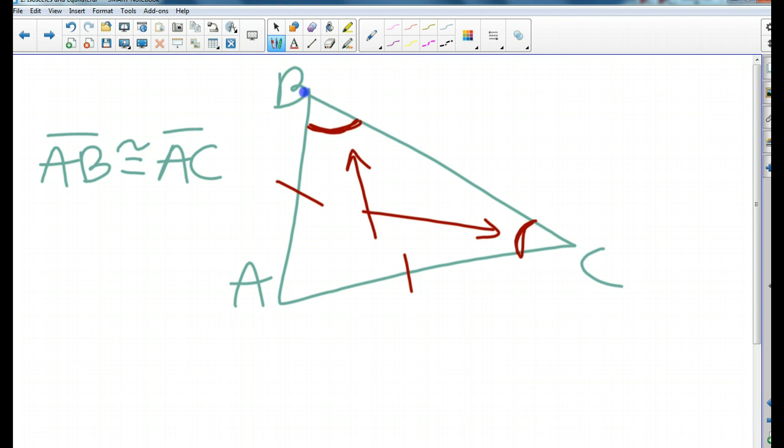Okay? They're not always facing perfectly upright. Sometimes we rotate them on purpose. All right, let's move on.